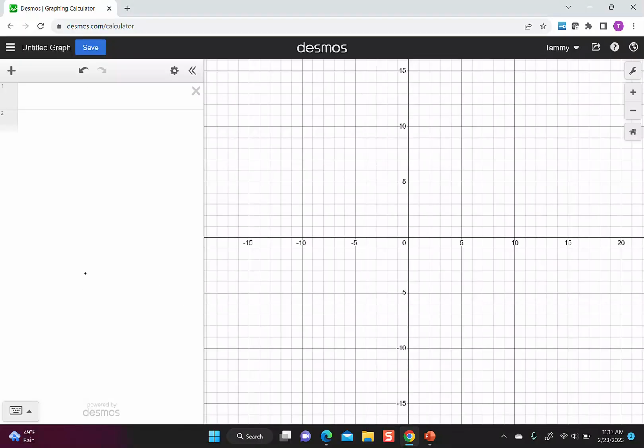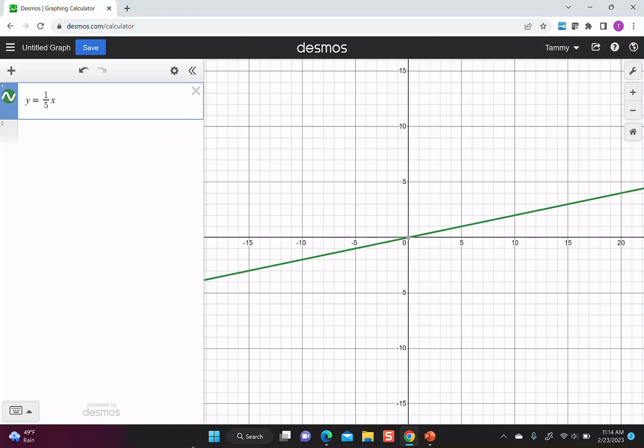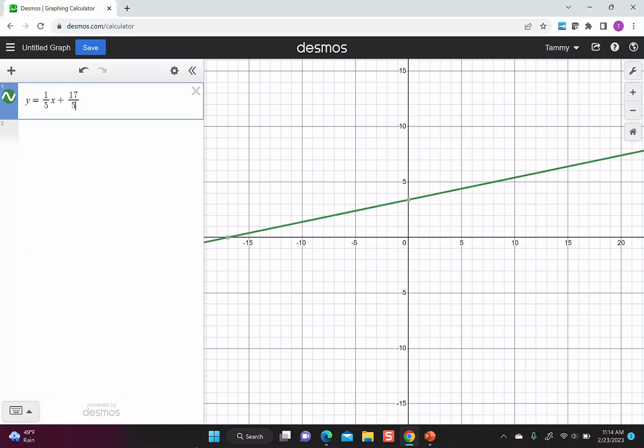I'm going to graph in Desmos. I'm going to go to the first entry, and I'm going to write my line y equals 1/5 of x plus 17/5. So it graphed the line for me. Now what I want to do is verify that my original point is on that line, so I'm going to go into the second line of Desmos and put in (3, 4). You can see that it is a point on the line. It shows up, and we could have it label it.